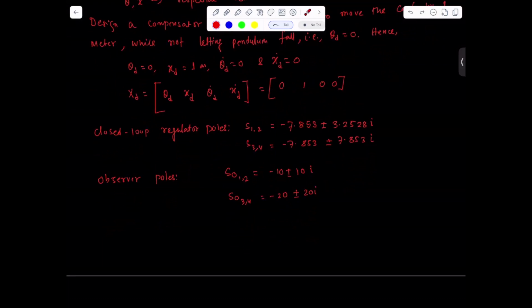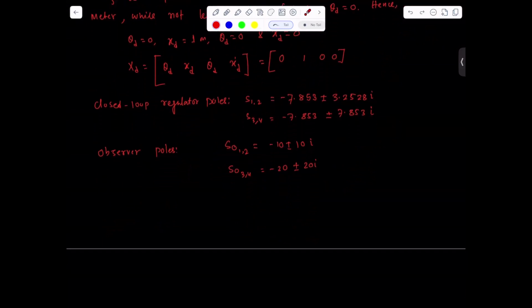The closed loop regulator poles are assumed to be these, for the state feedback control design, and these are the observer poles to be maintained, since the observer poles should be faster than the regulator poles. So now we'll start the problem. We'll go step by step to find the compensator for this particular problem.